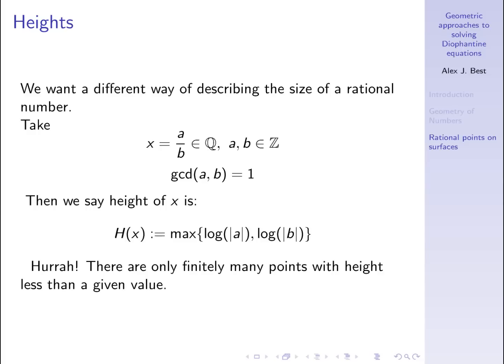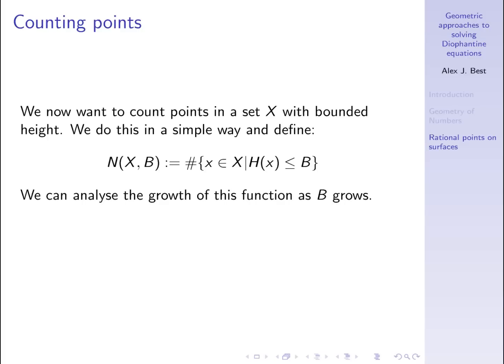If we now want to count points with bounded height, we can do this in the obvious way and define this function N. We say N(X, B), where X is a set and B is a bound, just a real number. We define N(X, B) to be the number of points in X, the number of rationals, whose height is less than the bound. This is quite an intuitive and really the sensible way of counting the points of bounded height. And what we can do is analyse the growth of this function as B grows.